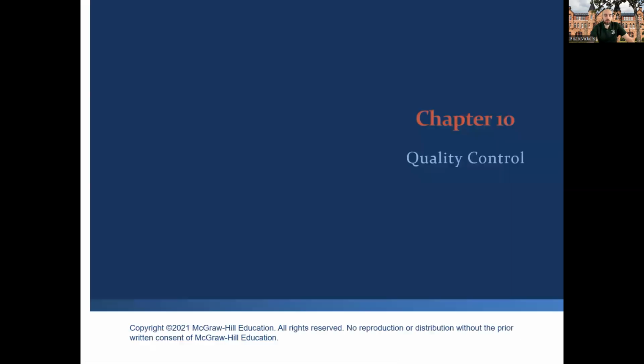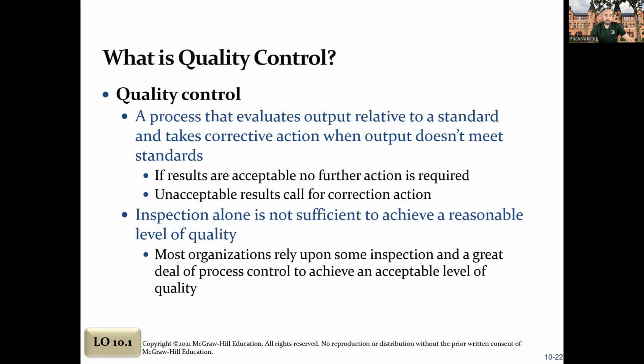All right, let's look at control of quality here in chapter 10. What is quality control? It's evaluating output relative to whatever your standard is, and then taking corrective action when it doesn't meet those standards.